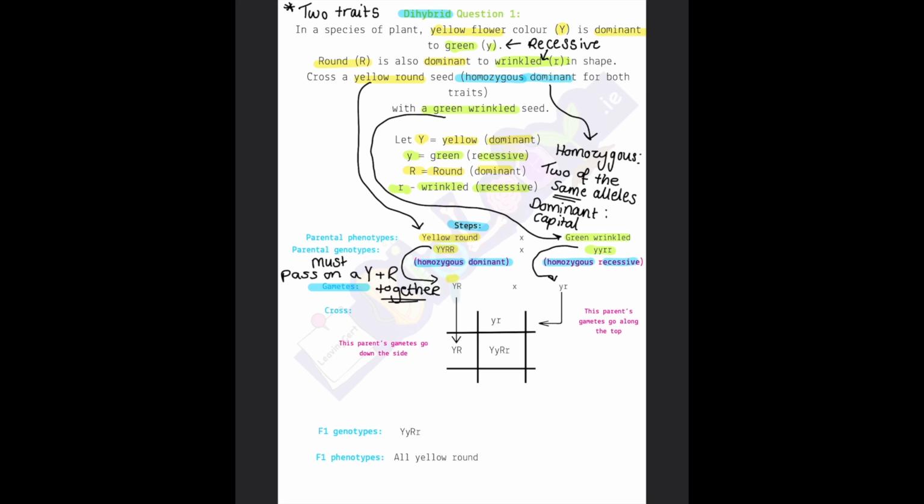And then we do our cross, which is also known as our Punnett square. I always like to say that one parent's gametes go down along the side, the other goes along the top.